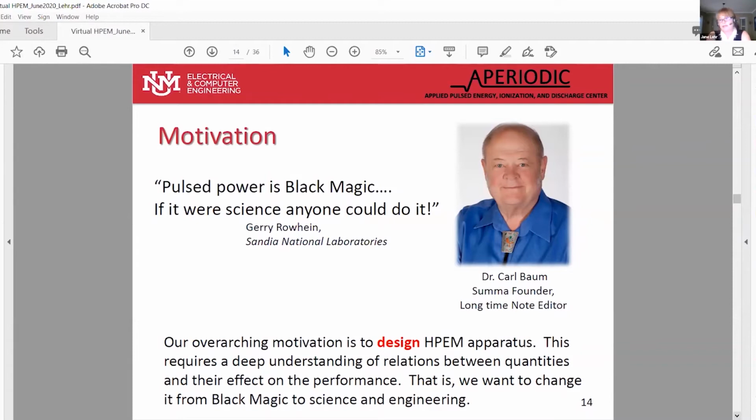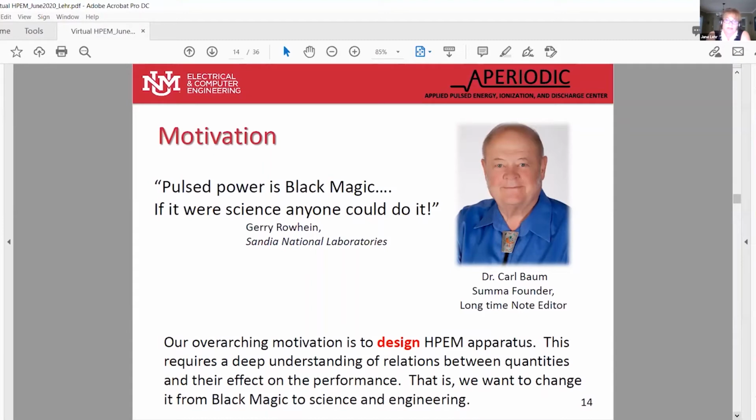This is particularly important for pulse power. So on the left is a quote by Jerry Rowein, who I worked with during the JOLT project. I was a young engineer at the time, and he said, pulse power is black magic, because if it were science, anybody could do it. And that's really true. I use this quote often with students, partially because we get a lot of surprises with these very high fields.